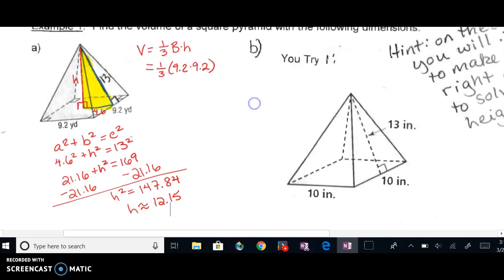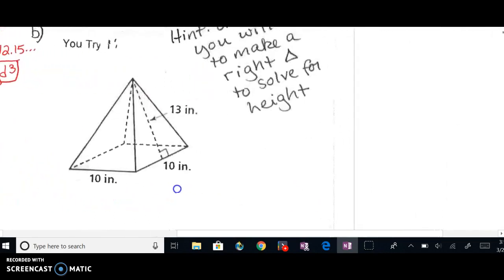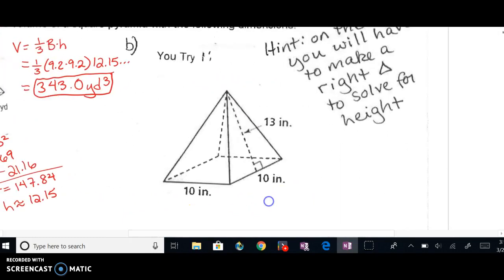So back to the original problem, we're finding the height to be that 12.15 number times 1/3 of 9.2 times 9.2. And that comes out to be 343.0 yards cubed. So what I am going to ask you to do is pause the video and try this same strategy on the U-Try, and then we'll come back and check and see how we did.